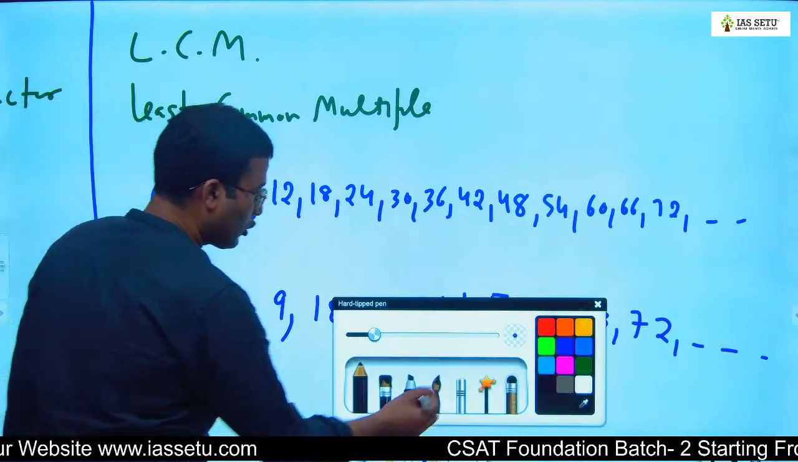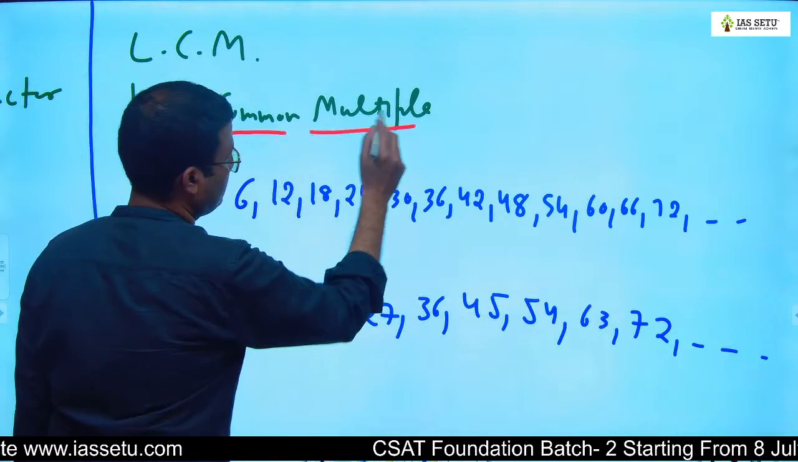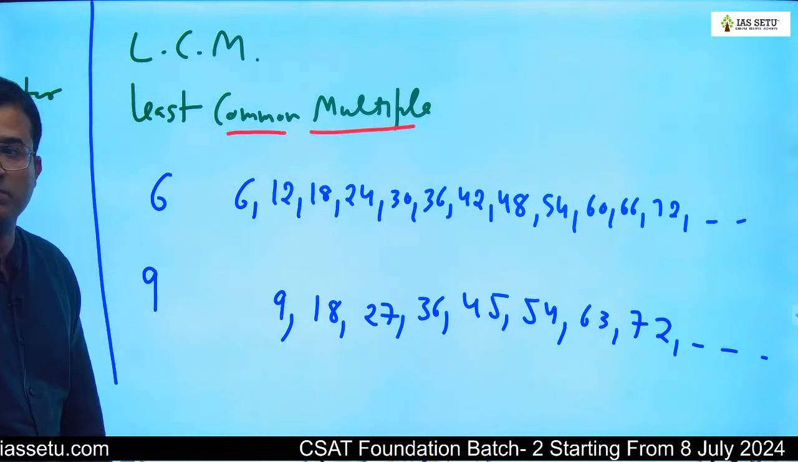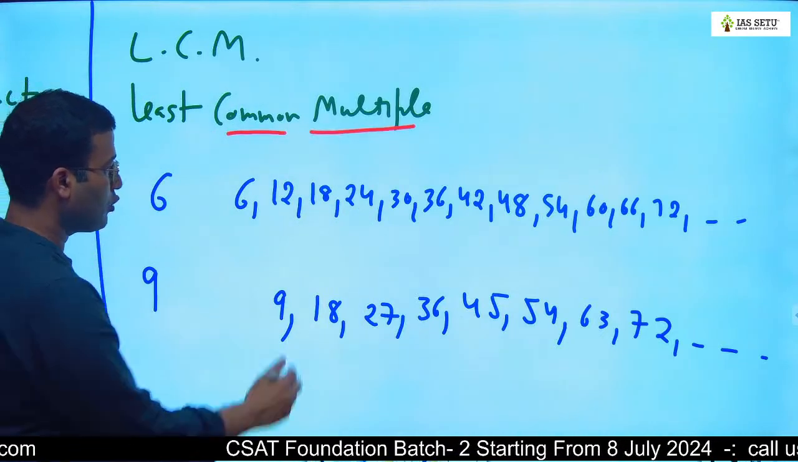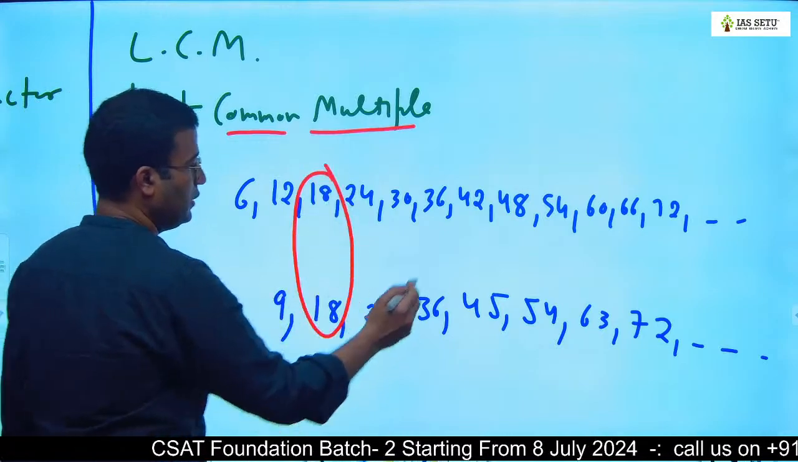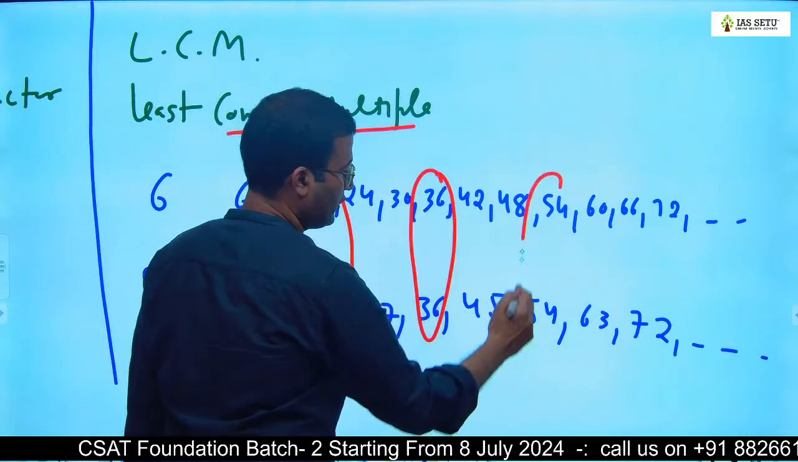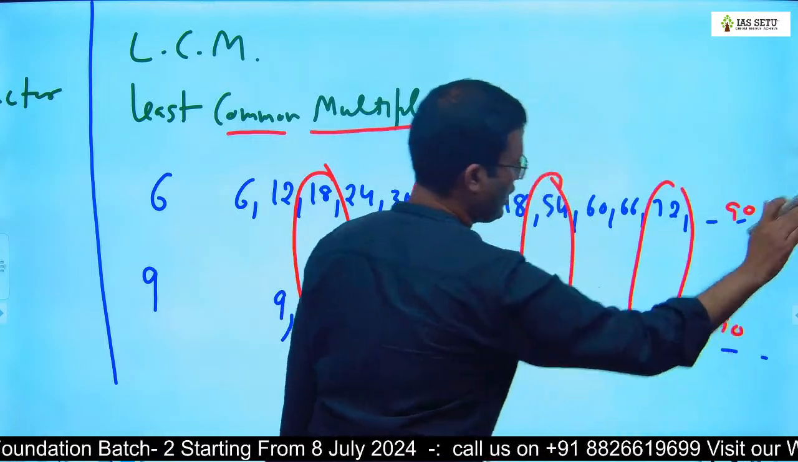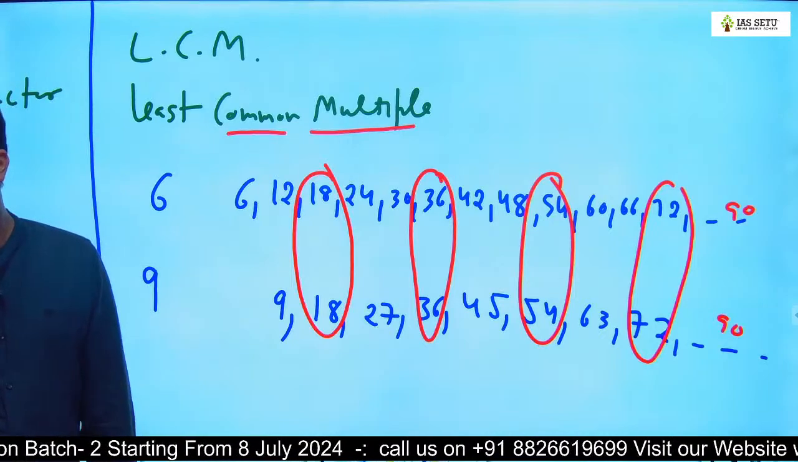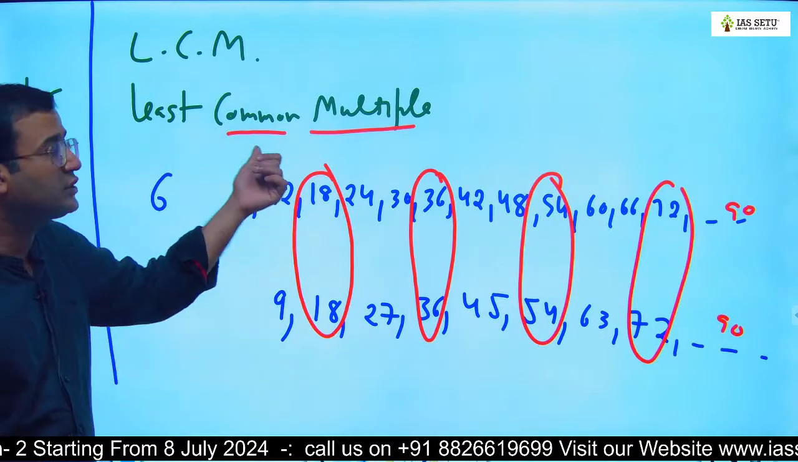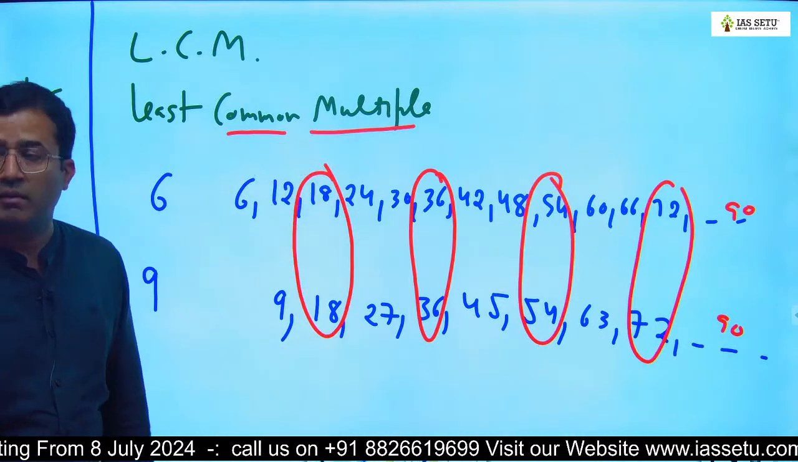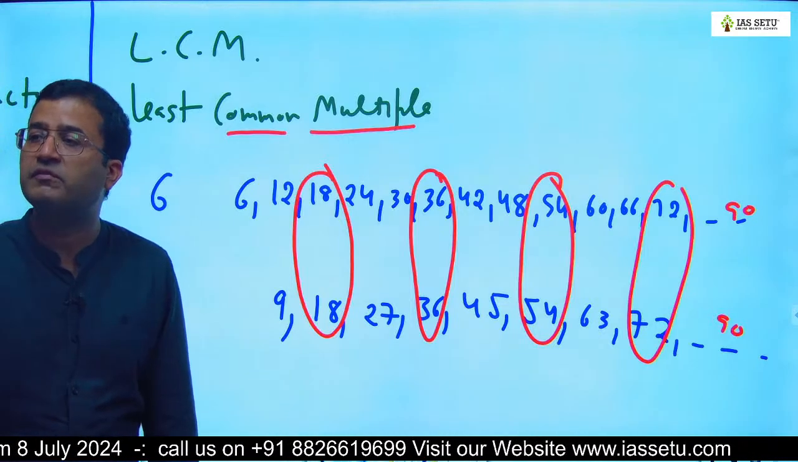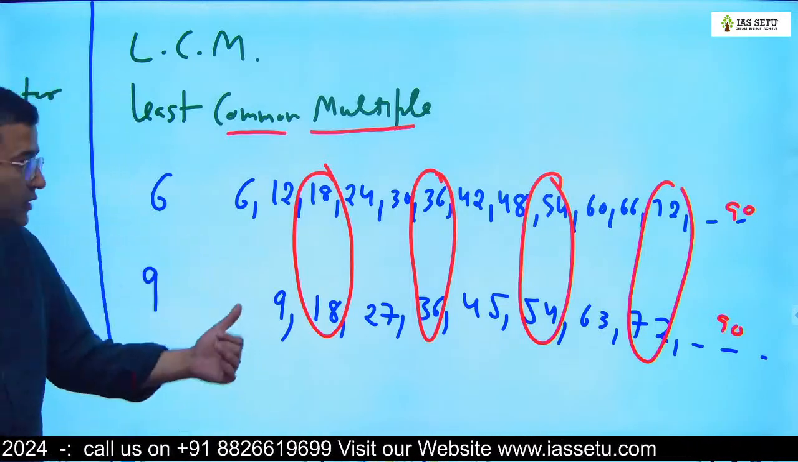Now, what is the word here? Common multiple. Out of these multiples, the common multiples. What are common multiples? 18, 36, 54, 72. And what is this? Least common multiple. Among these multiples, 18 is the least.